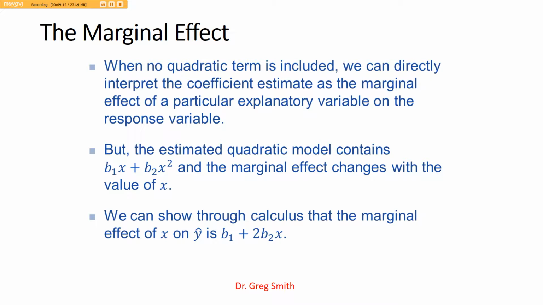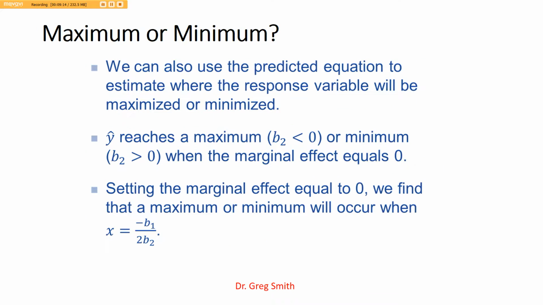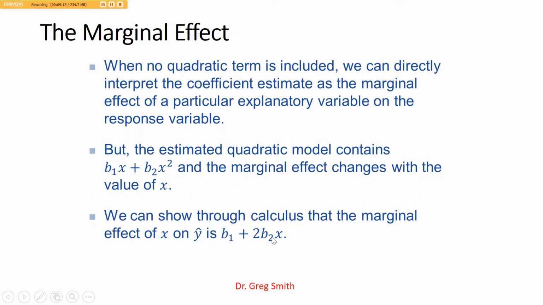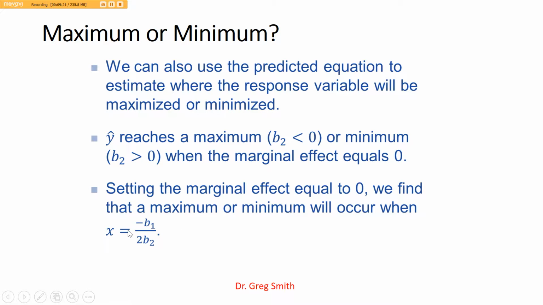Once I've taken the derivative of that level, I'm going to set that equal to 0. So I set this equation here to 0, and this is what I get: x equals negative b1 over 2b2. If b2 is less than 0, you're going to find the maximum value for the equation, and if b2 is greater than 0, you find the minimum.